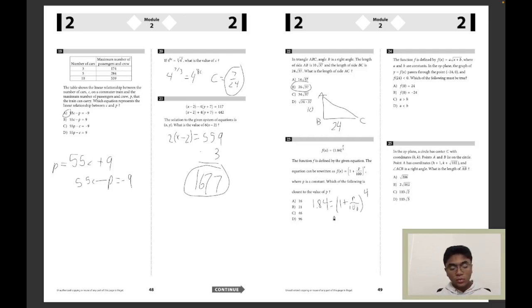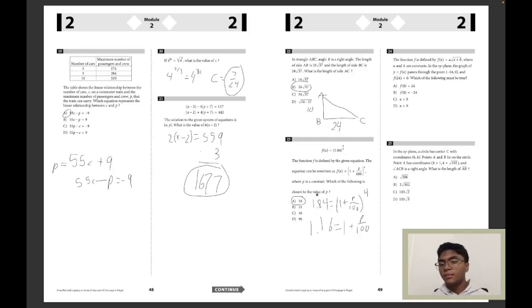Now, this 1.16, I'll write that down, is equal to 1 plus this p over 100. So if I subtract across the 1, then I'm going to get 0.16 is equal to p over 100. Then I multiply over the 100 to get that p is equal to 16.